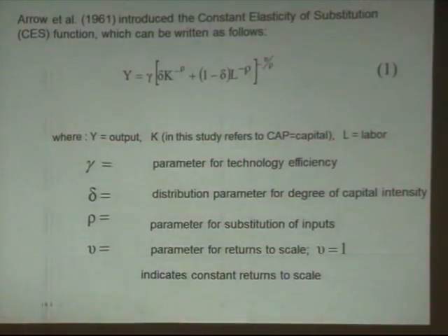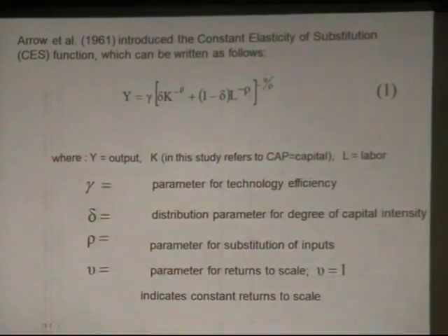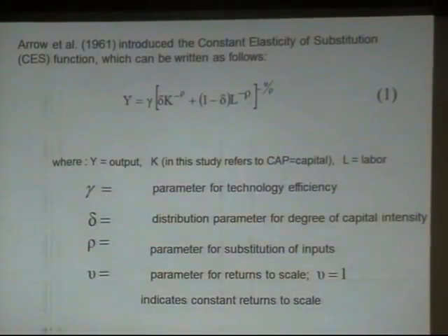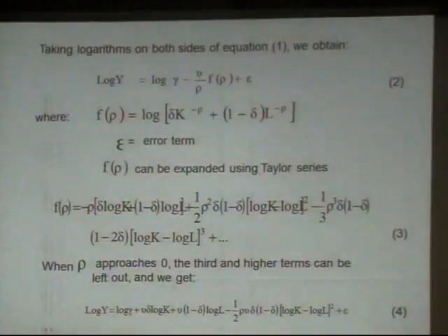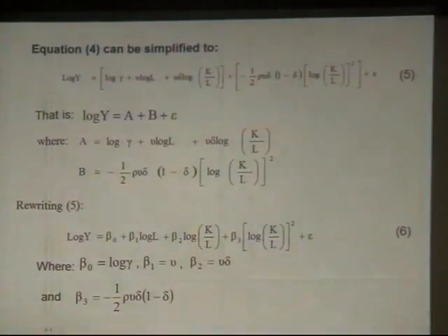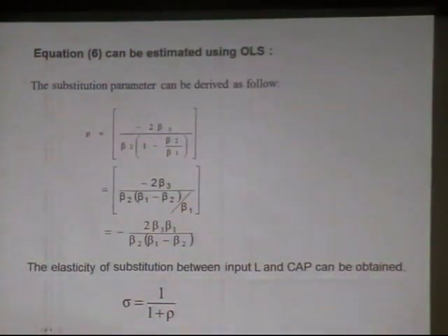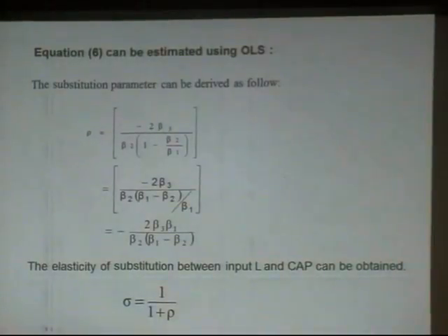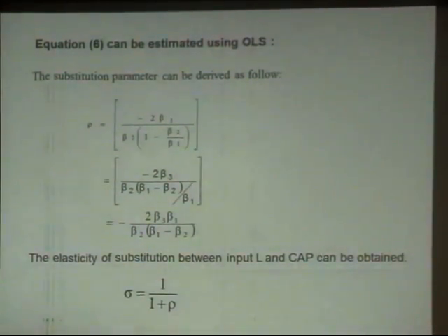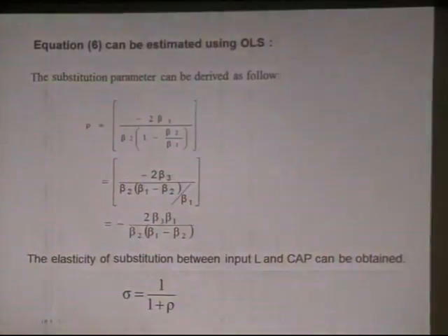The methodology is to use the formula of Arrow et al. that introduces the CES production function. This is shown in this slide, and the equation can be as shown, with sigma being the elasticity of substitution.